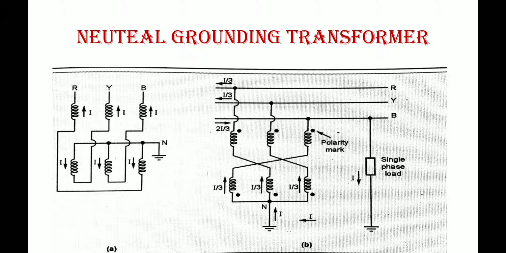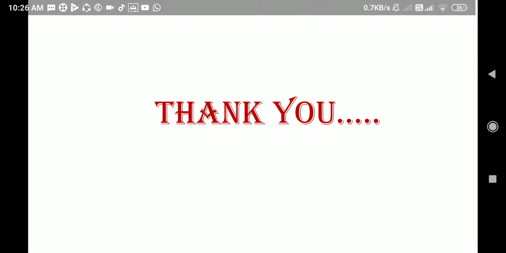And one more important thing is that the duration of this fault current will generally be very small, between 30 to 60 seconds itself. Obviously, these copper losses will also exist only for a shorter interval. So this is all about the neutral grounding transformer. I hope this is clear to all of you. Thank you.